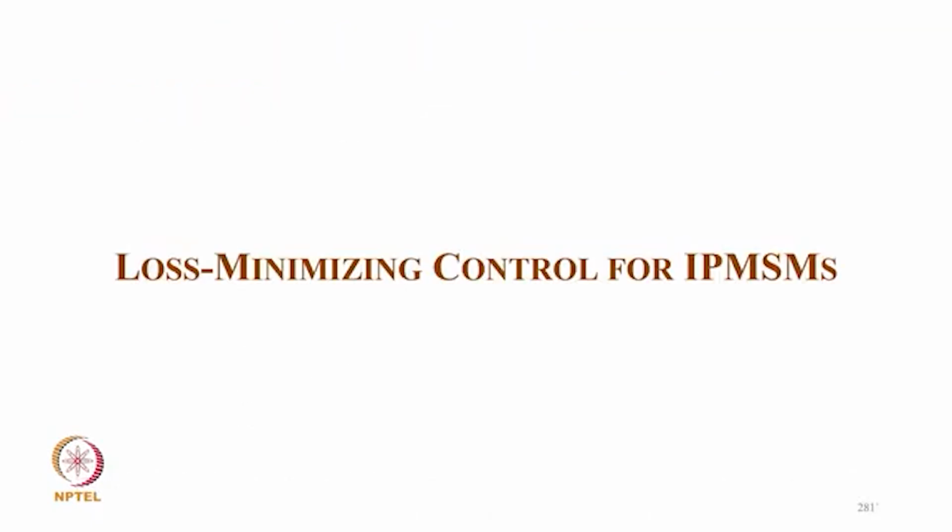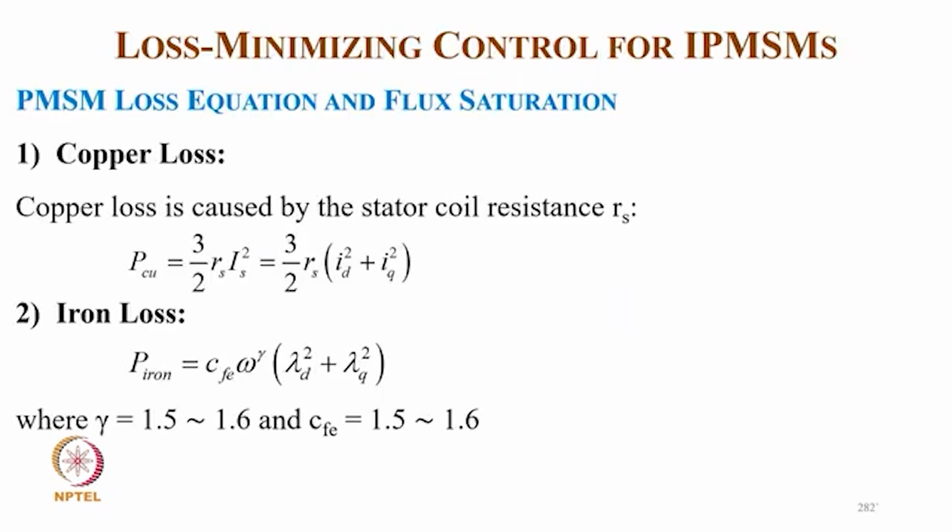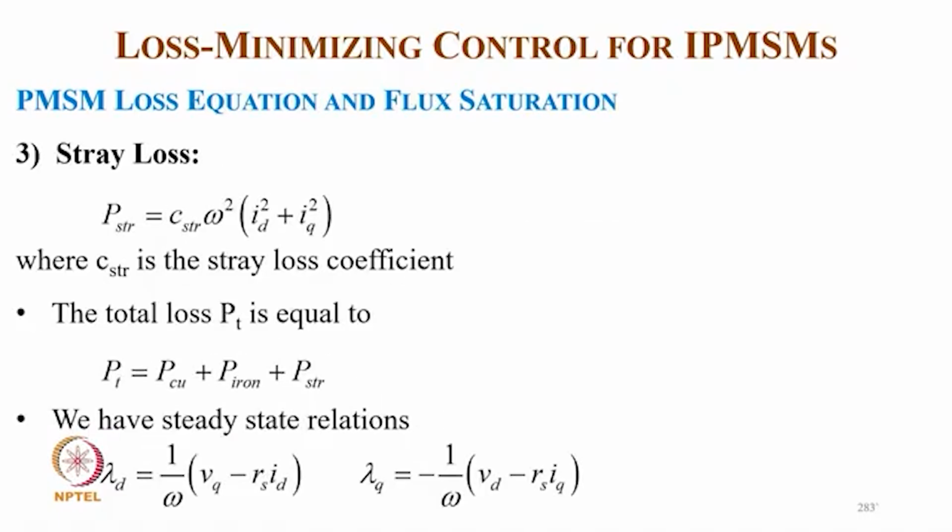Coming to loss minimizing control for the interior permanent magnet synchronous motor. For high speed we use the interior permanent magnet due to saliency. The copper loss is caused by stator coil resistance. PCU equals 3 by 2 RS IS square, equals 3 by 2 RS (ID square plus IQ square), and the iron loss is PRN equals CF omega gamma in bracket (lambda D square plus lambda Q square), where gamma is equal to 1.5 to 1.6 and CF equal to 1.5 to 1.6.